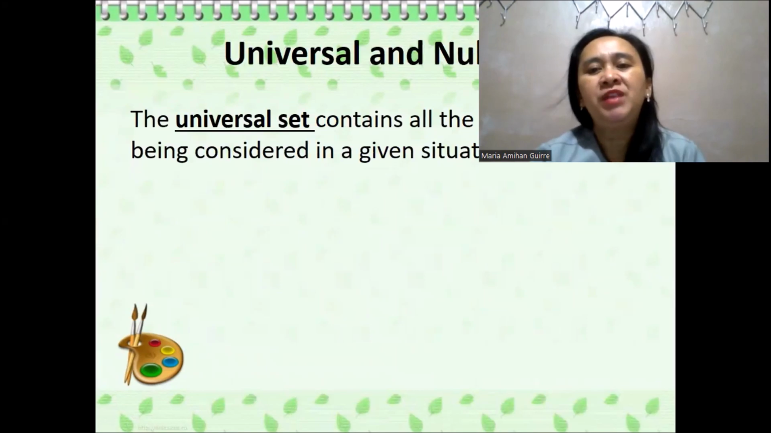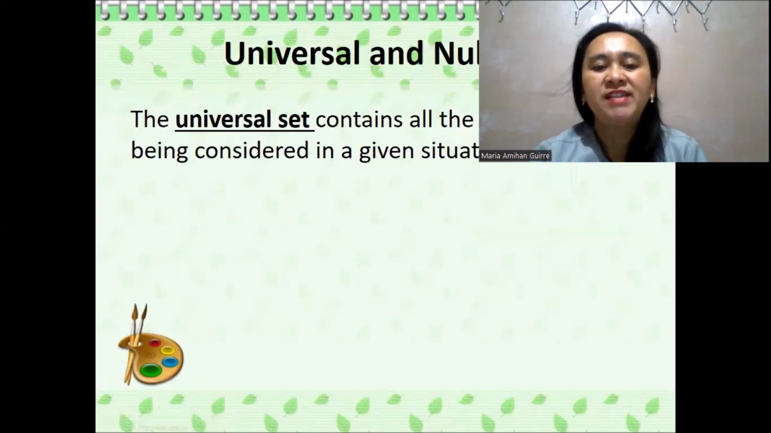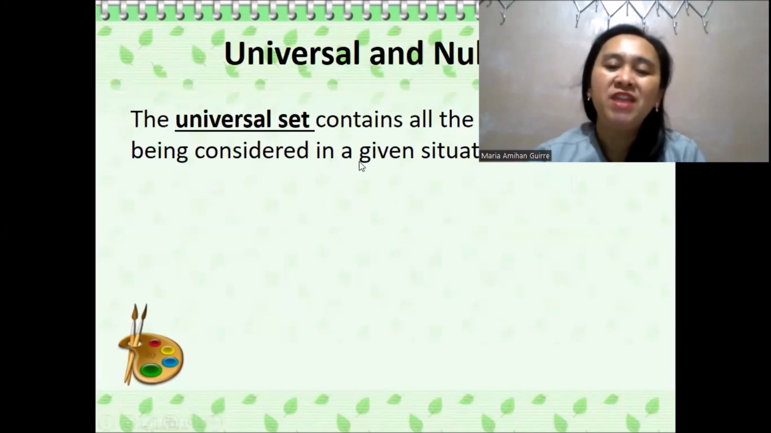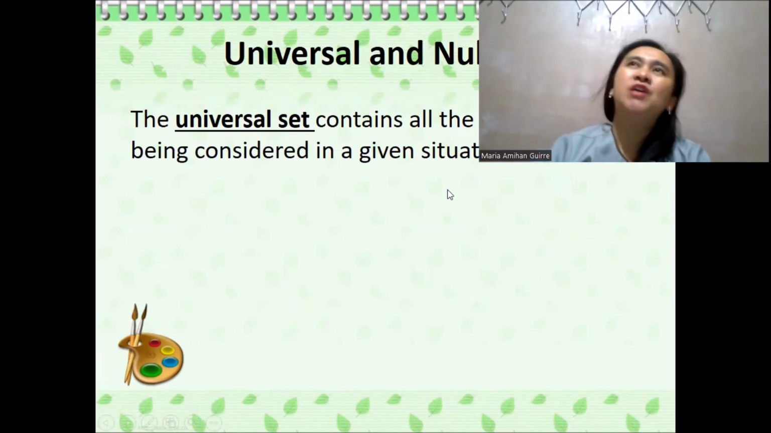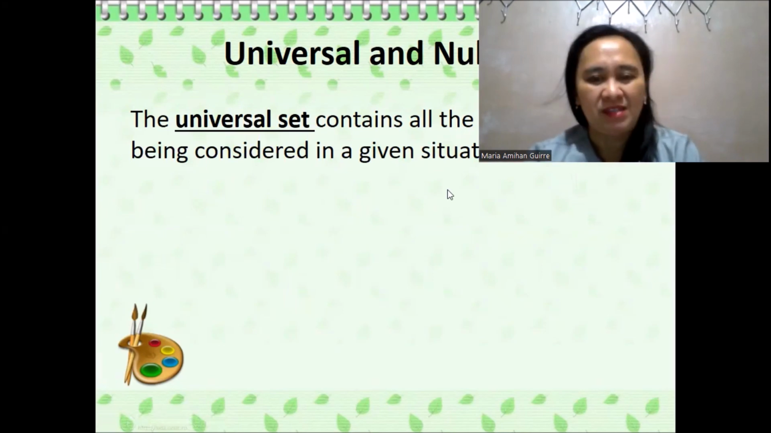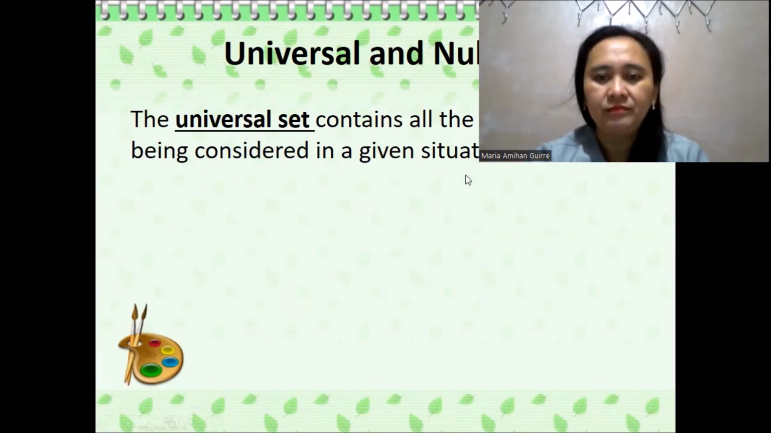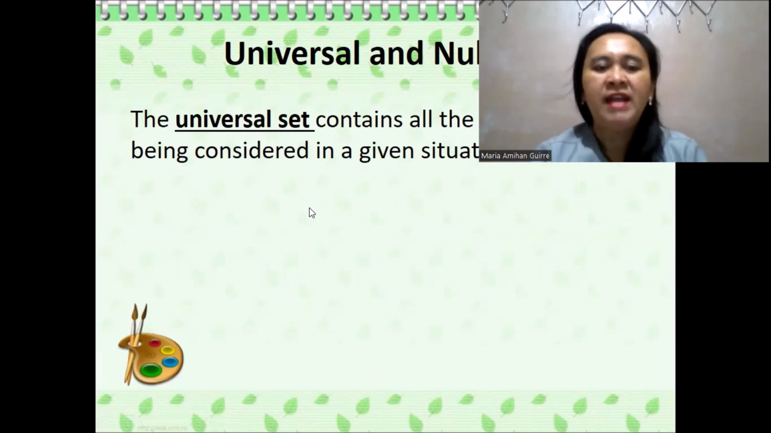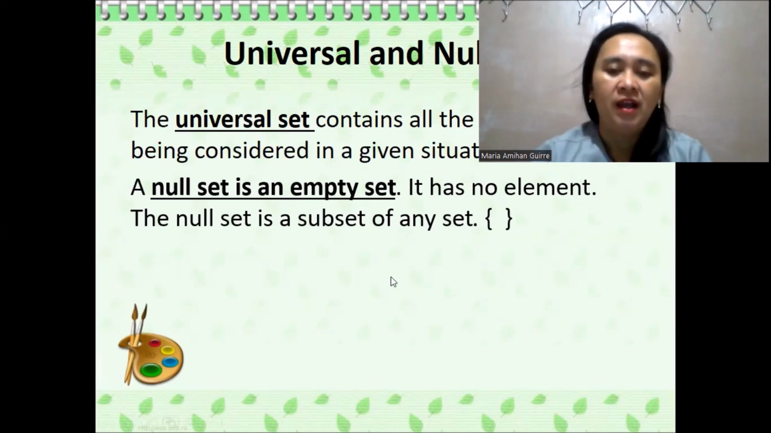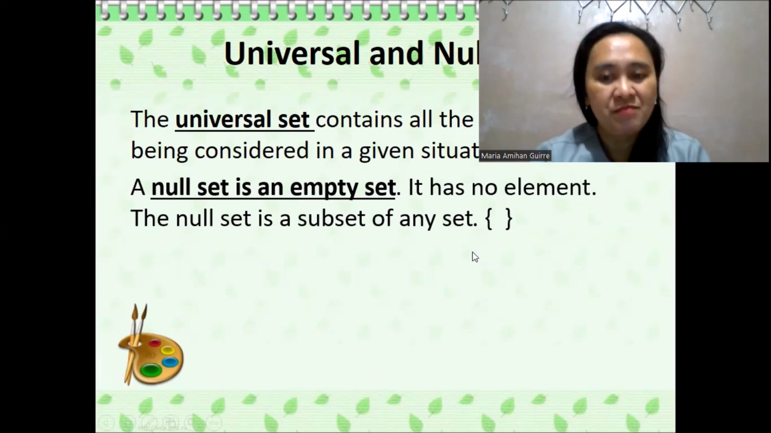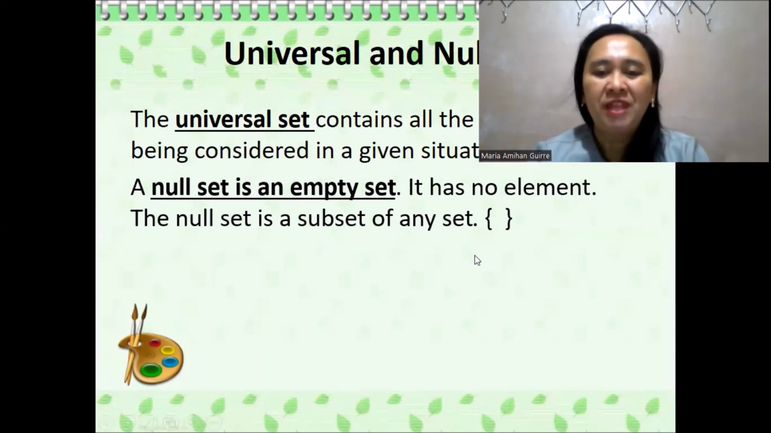The difference between the universal and the null set. The universal set contains all elements being considered in a given situation. It means it is the combining or adding of all the elements in the given sets. And a null set or empty set has no element, and the null set is a subset of any set. So yun ang symbol ng null set, yung two braces.